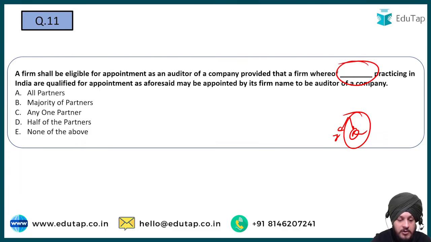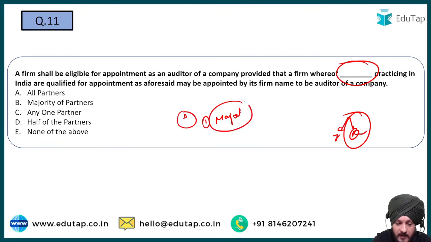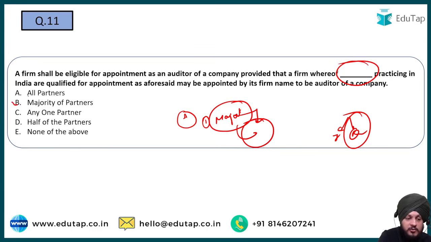Option B, majority of the partners. Option C, any of the partner. Option D, half of the partner. And option E, none of the above. So basically, company law says that a firm can be appointed as an auditor of a company if the majority of the partners of the firm are practicing in India and they are qualified to be appointed as the auditor of the company, right? So they have to be qualified and they have to be practicing in India. So the answer to this question is going to be the B option, that is a majority of the partners.